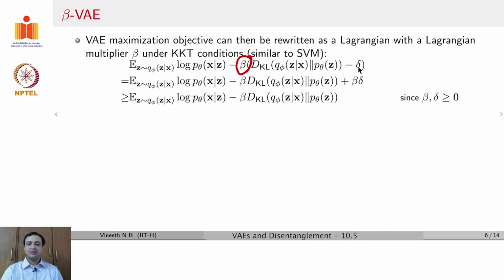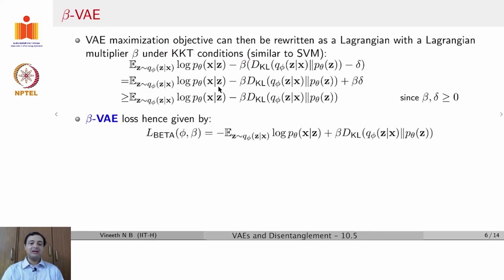If you expand this, the first term stays as it is. The second term becomes minus beta times the KL, by which we mean KL divergence, plus beta delta. Since both beta and delta are quantities that are greater than or equal to 0, that's how we define them, you're left with saying that this quantity is going to be greater than or equal to the log likelihood minus the KL divergence. Remember, now we are writing this as a maximization problem. When we do minimization, the sign will change.